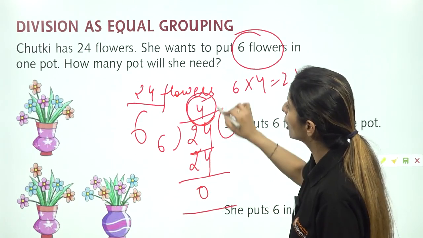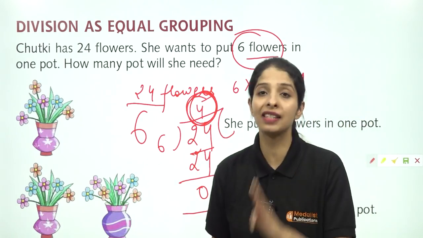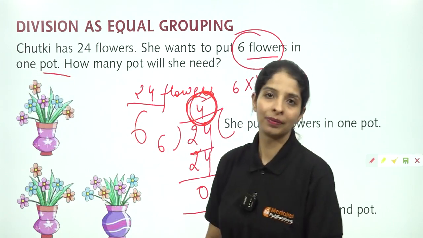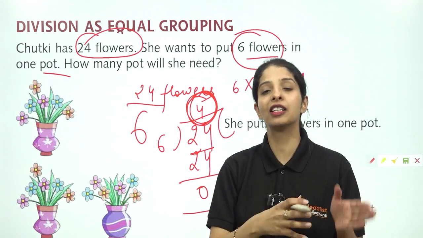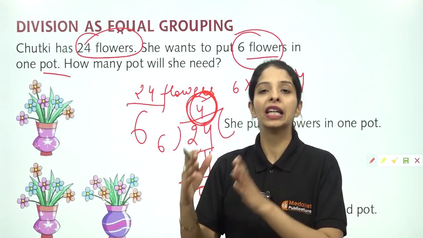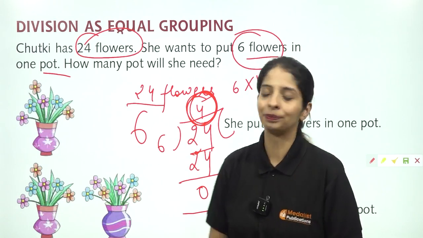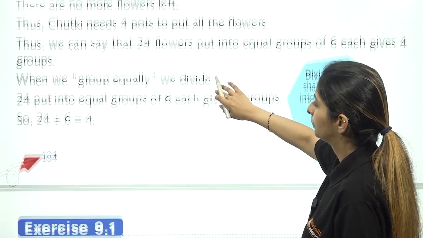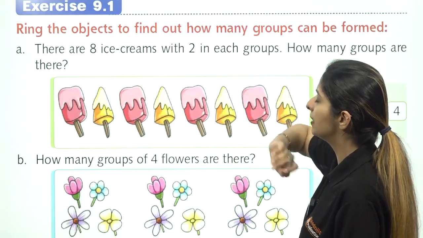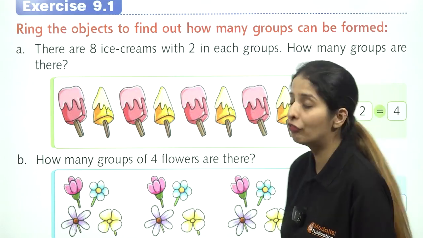So what can she do? She can put 6 flowers in each of 4 pots if she has 24 flowers. This is how she can distribute these flowers equally among all the pots. Next question. Exercise is given to you. Ring the objects to find out how many groups can be formed.